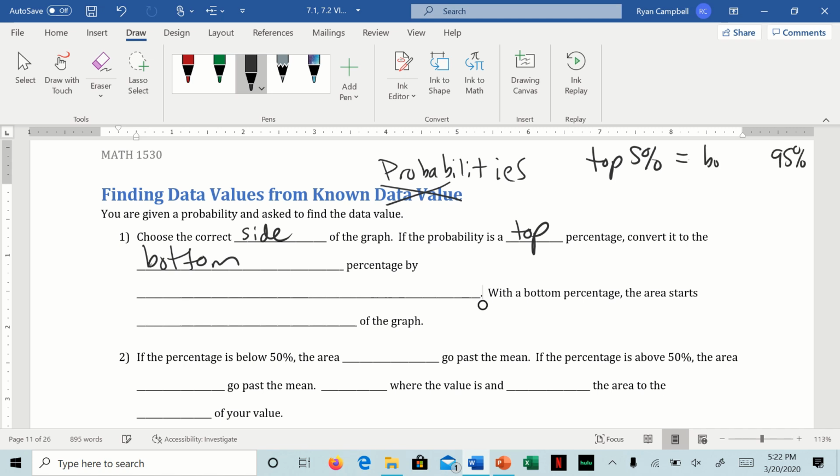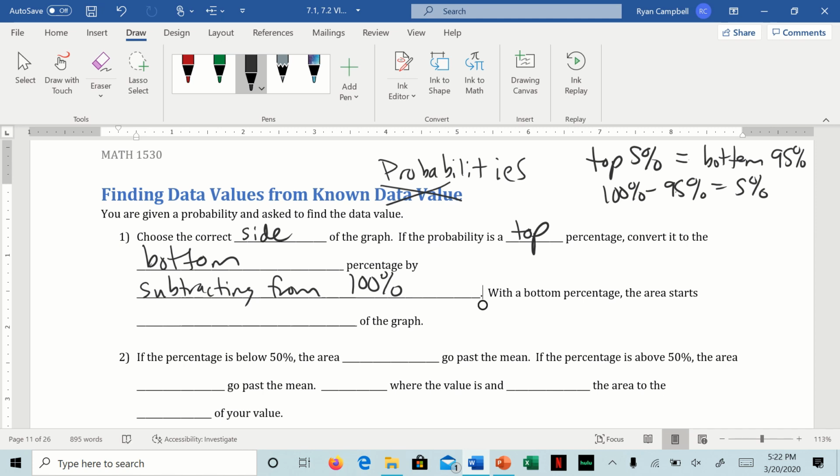95%, right? So another way to do that is 100% minus 95%, which is just 5%, right? So you can figure that out by subtracting from 100%.